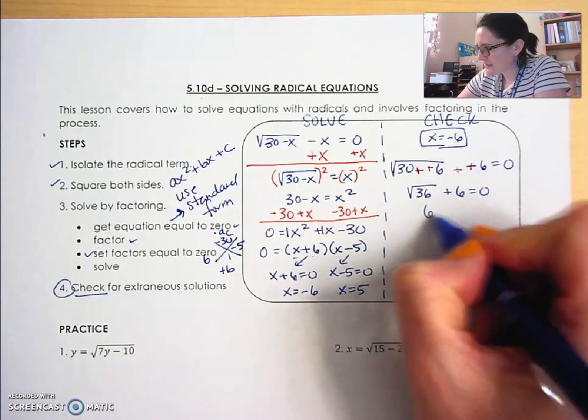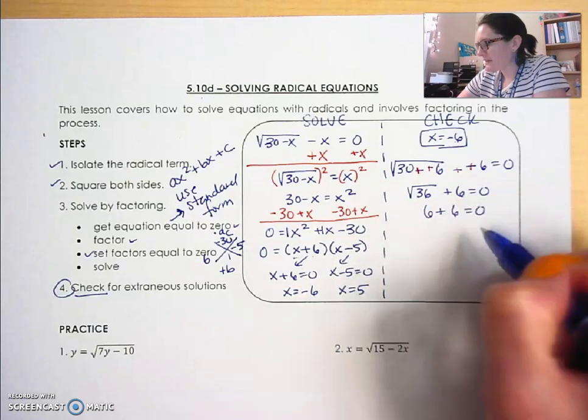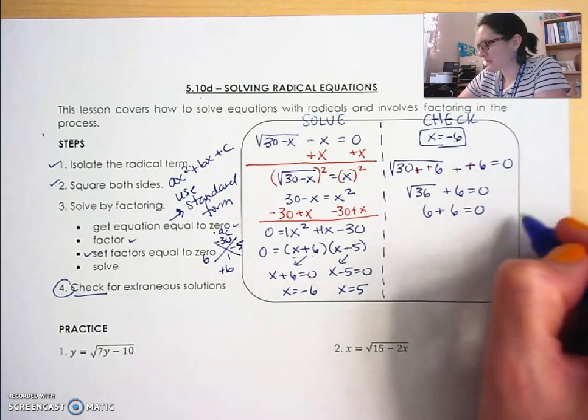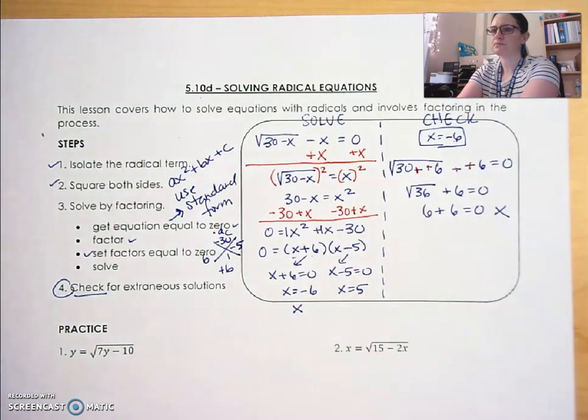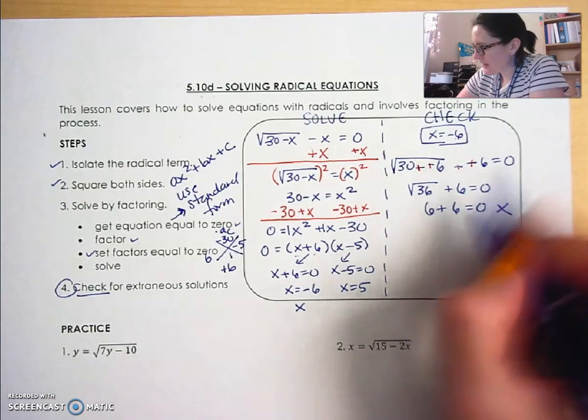Square root of 36 is 6, and it is not true that 6 plus 6 equals 0. So that solution does not check out. So let's check x equals 5.